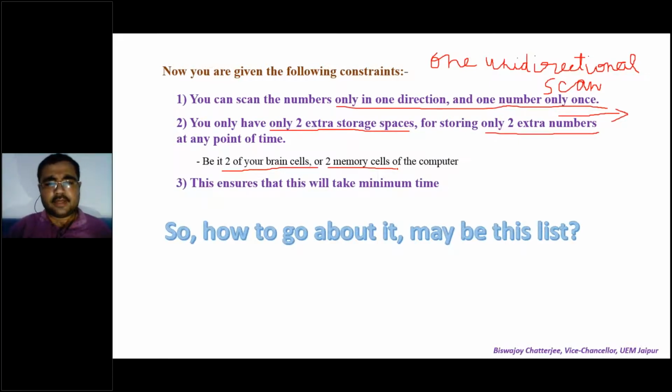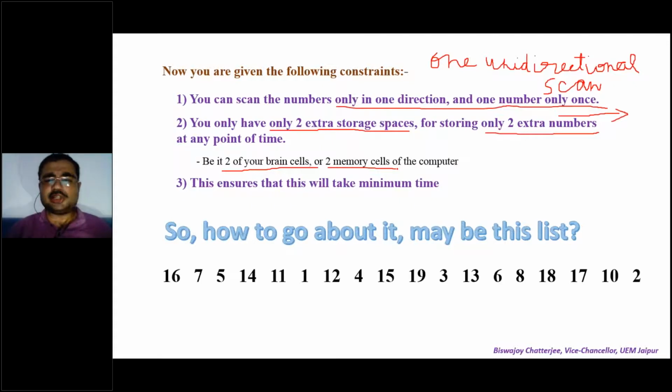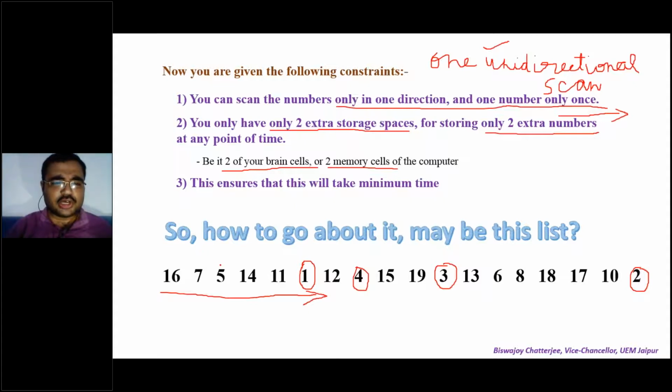So again, if you go about the next list, say this is the list which is given to you, don't you forget one unidirectional scan, which means you can go through this entire list only once. That is, you are finding 1, okay, 1 is present. Then you find 2, okay, 2 is present. Then you try to find 3, okay, 3 is present. Then you try to find 4, okay, 4 is present. Then you try to find 5, okay, say 5 is present, and so on.